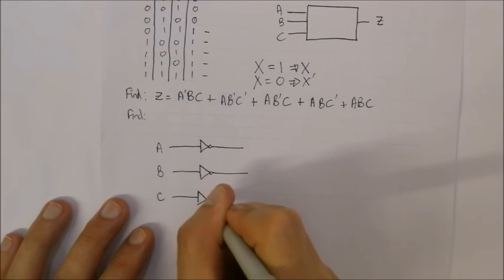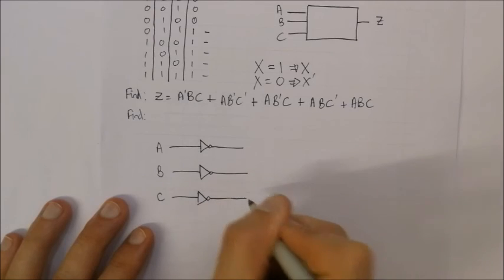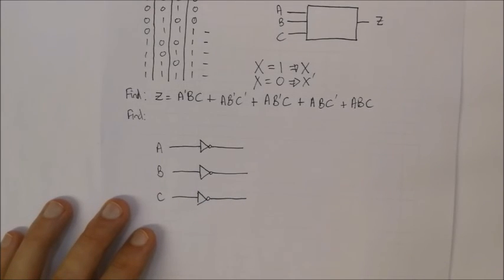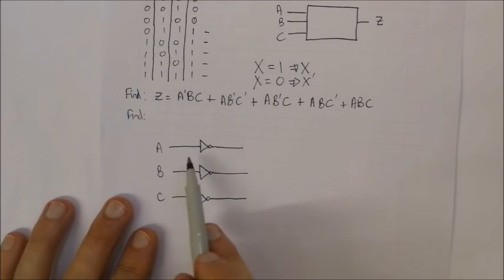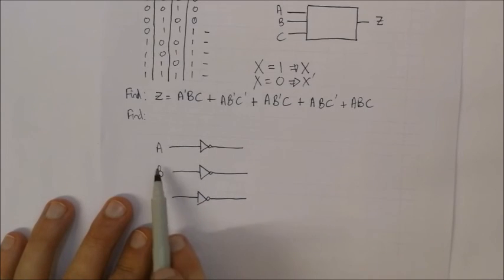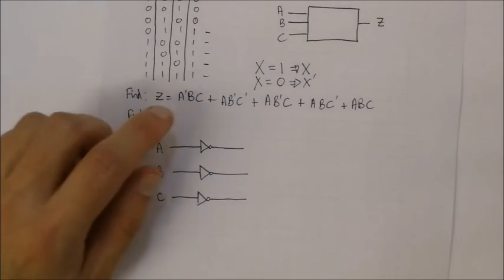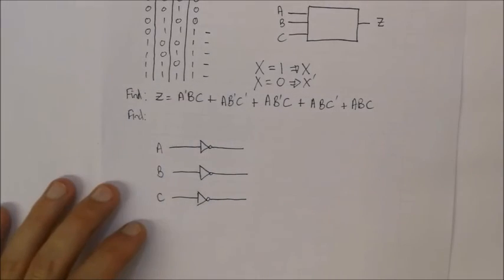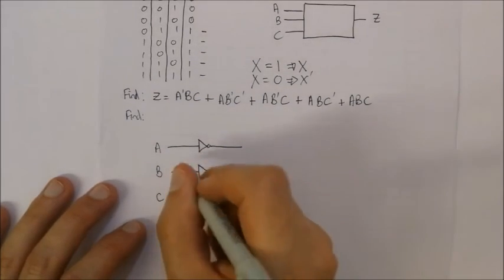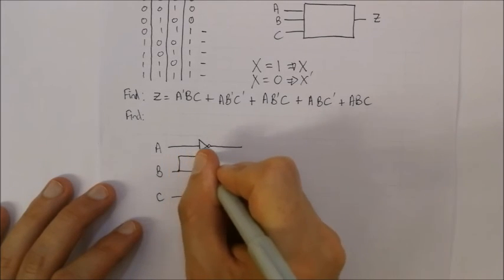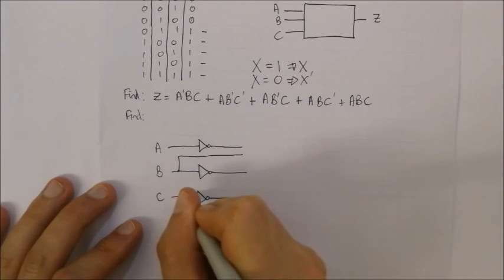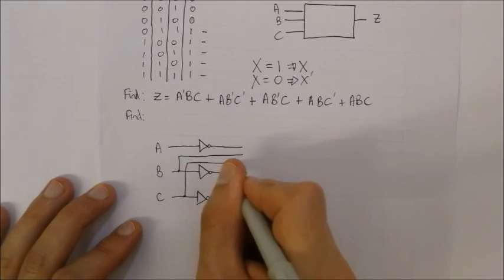So whenever I come to those specific inputs from this expression, I can just tap off either from the A side or the A naught side. Okay, so we've got A naught, B, and C. So we've got A naught over there, we've got B coming into that, and we've got C coming into that, and that's all ANDed together.